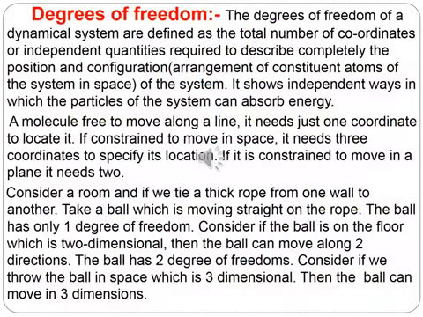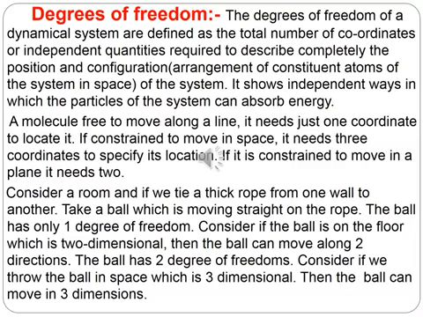The first topic is degrees of freedom. What do you mean by degrees of freedom? The degrees of freedom of a dynamical system are defined as the total number of coordinates or independent quantities required to describe completely the position and configuration of the system. Configuration means arrangement of constituent atoms of the system in space. Degree of freedom shows independent ways in which the particles of the system can absorb energy.